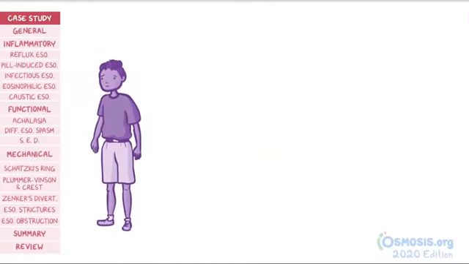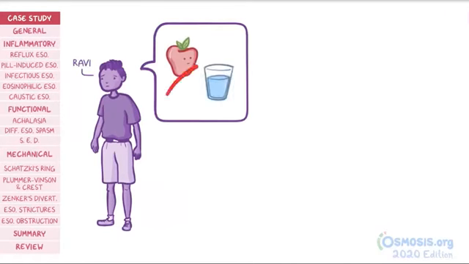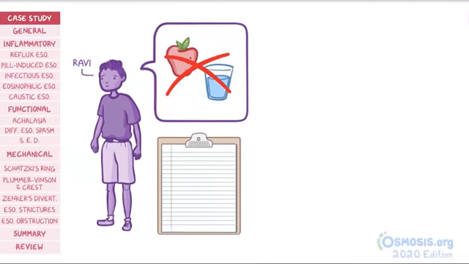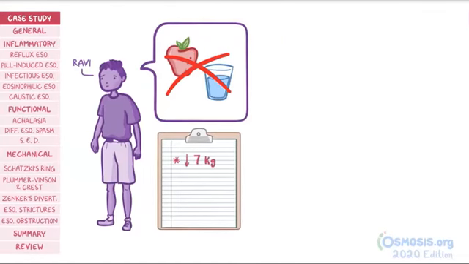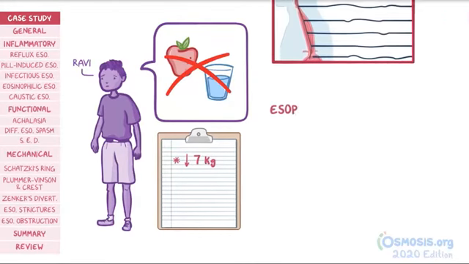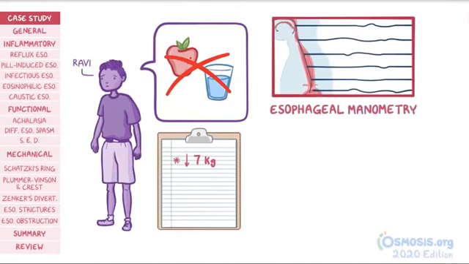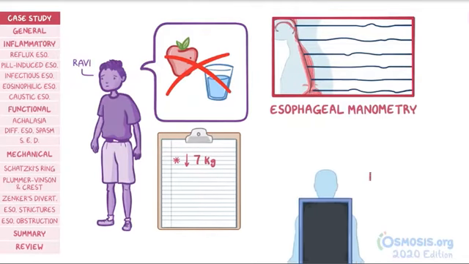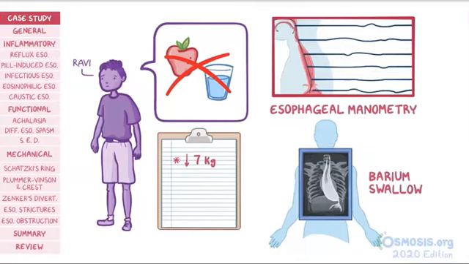A 33-year-old named Ravi came to the clinic because he has difficulty swallowing food and water over the last 3 months. Physical examination shows significant weight loss of 7 kilograms or 15 pounds since his last visit 4 months ago. Esophageal manometry shows incomplete lower esophageal sphincter relaxation in response to swallowing, while barium swallow reveals a dilated esophagus with an area of distal stenosis.